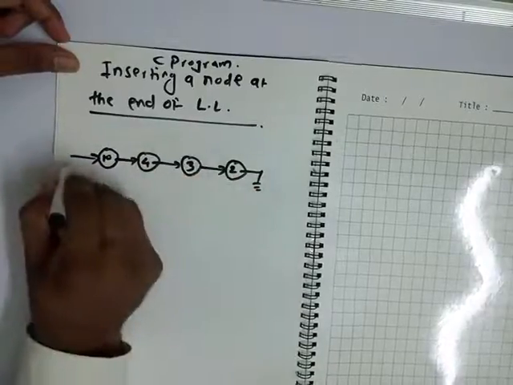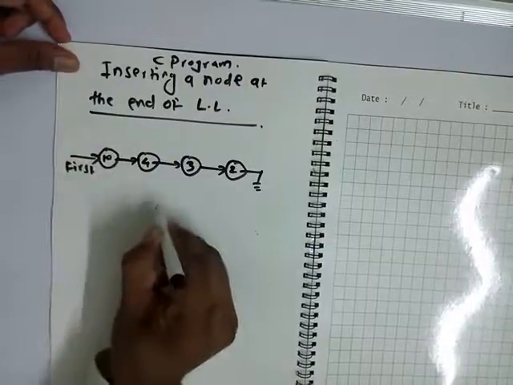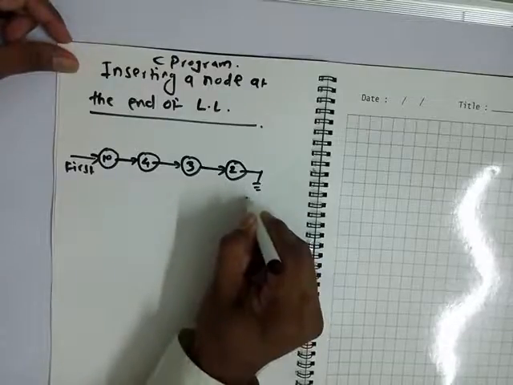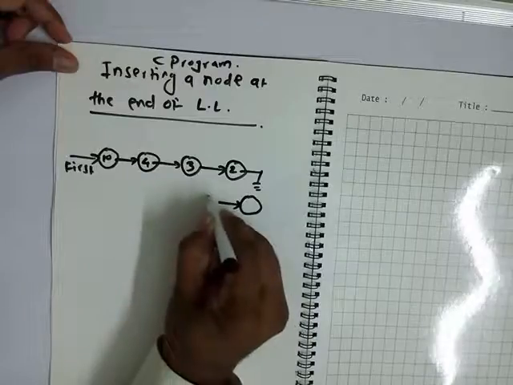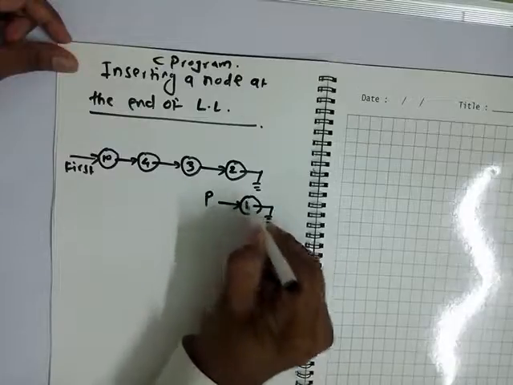and the linked list is being pointed by the first pointer. Right? So we want to insert the node at the end of this linked list. So what we'll do is first we'll create the node to be inserted. Let us point that node by a pointer p. Right? And store the data there.